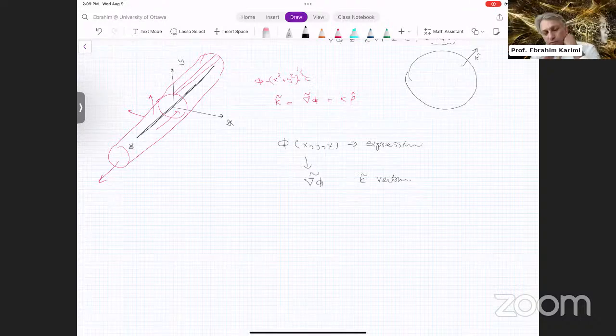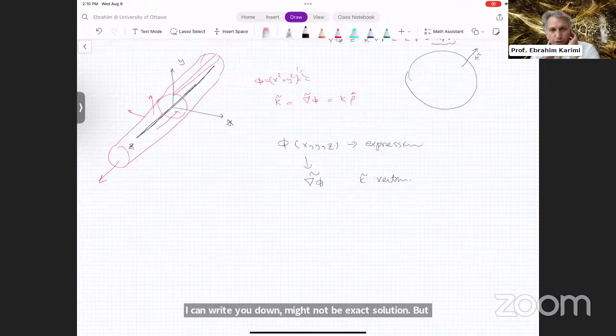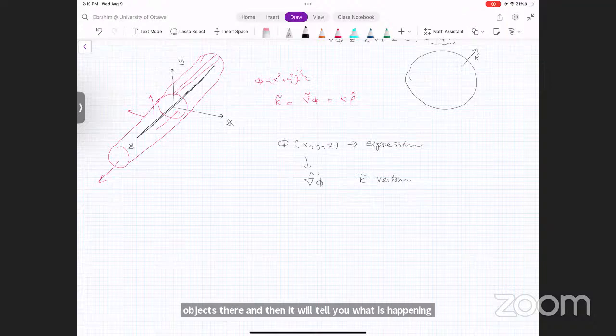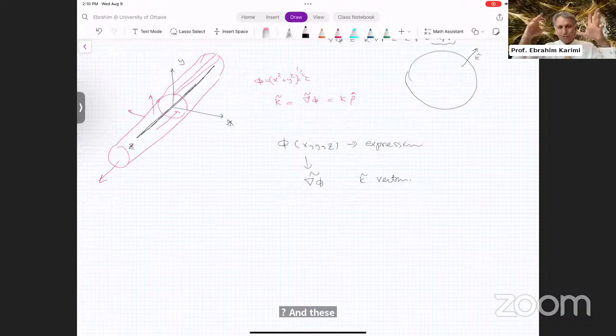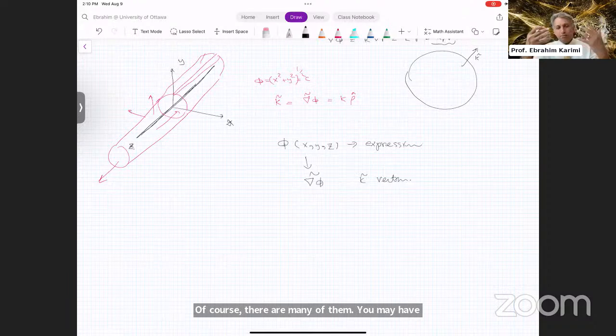You can find it out. Give me anything that you want, I can write it down. It might not be an exact solution, but I can find the analytical expression, or you can use numerical software, where you place the objects and it will tell you what is happening. For example, with many nano antennas, they will work like point sources. You may have no analytical expression for all of them, but you may get a numerical solution, and you will get the phases, and you can fit an equation on the phases, then take the gradient and you will get the K vectors.